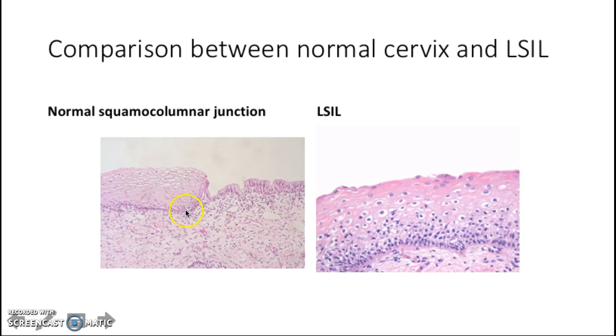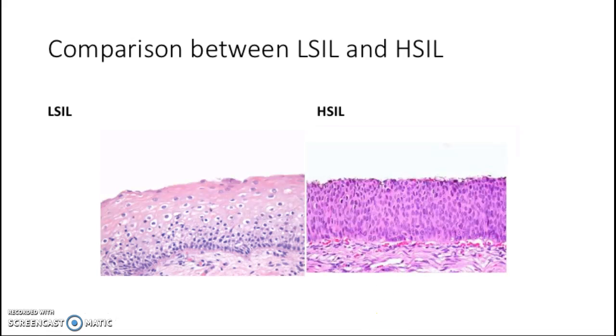So this shows you the normal squamocolumnar junction. This is the columnar epithelium, and this is the squamous epithelium. When there is low cell, there's atypia involving the basal layer or lower 1/3 of the epithelium, and some parts of the epithelium may exhibit koilocytic atypia, as you see here, surrounded by the cytoplasmic halo. And this shows the difference between low cell and high cell. High cell shows atypia involving more than 2/3, and in this picture it involves almost the full thickness of the epithelium.